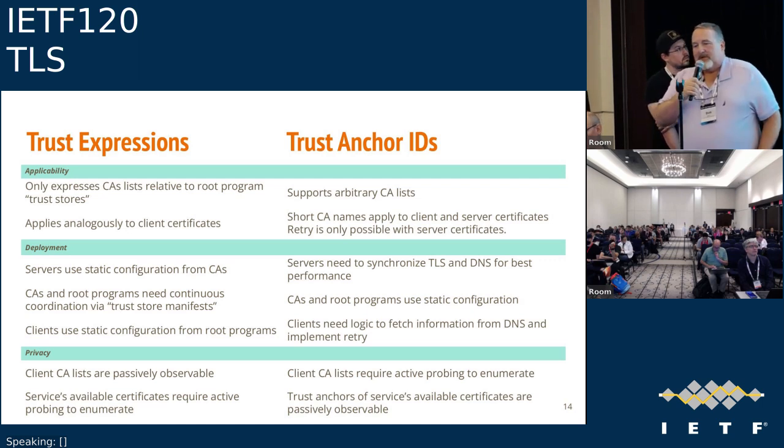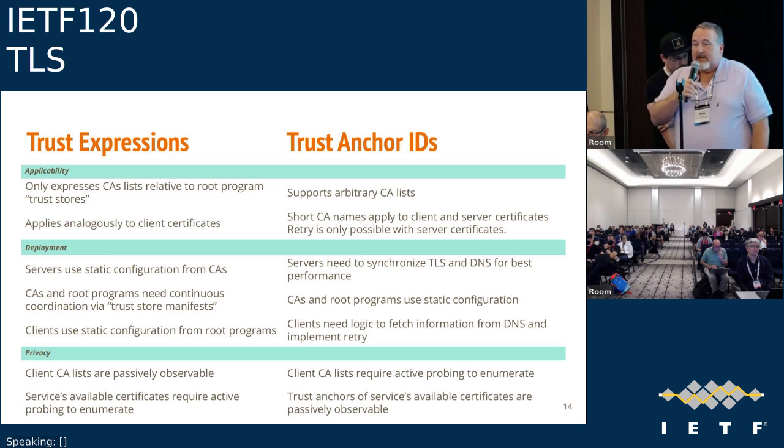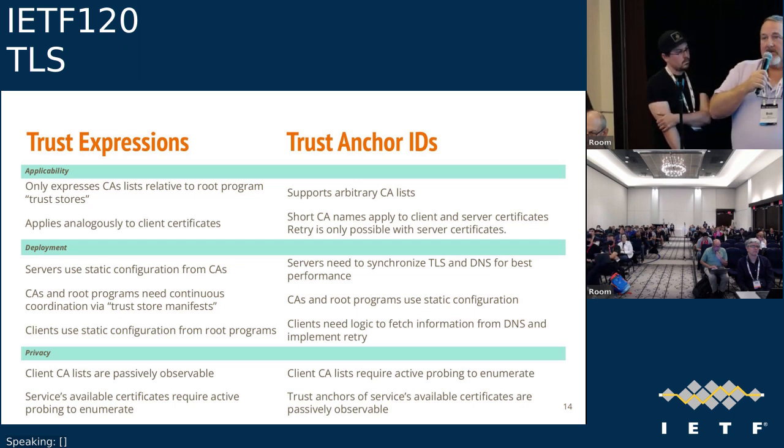One of them only expresses root program trust stores. Trust anchor ID supports arbitrary CA lists. It's usable by anybody without having to define a root program relationship. Trust expressions works for both client and server certificate negotiations. With trust anchor IDs, the retry flow is really only possible with server certificates, because of the way TLS works today.